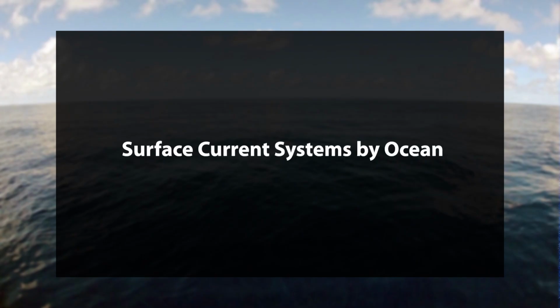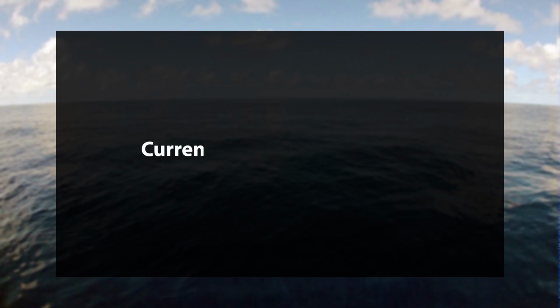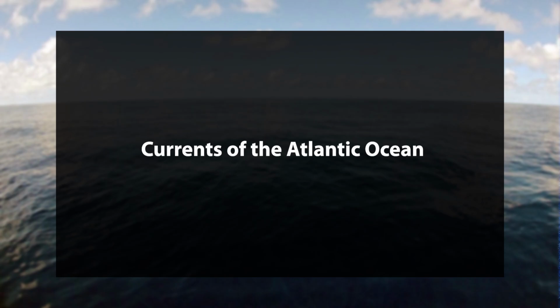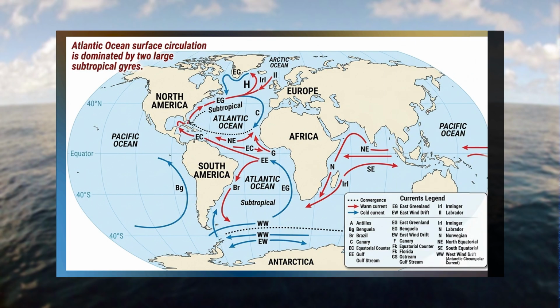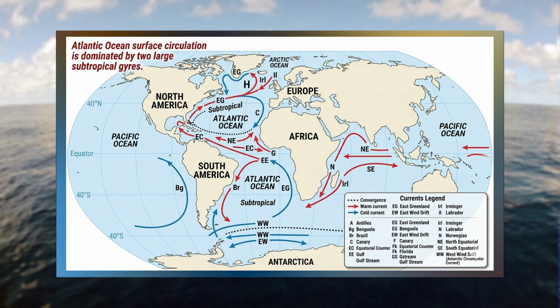Surface current systems by oceans. Currents of the Atlantic Ocean. To the north and south of the equator, there are 2 westward moving currents, which are known as the north and south equatorial currents. Between the 2, there is a counter equatorial current which moves from west towards east.